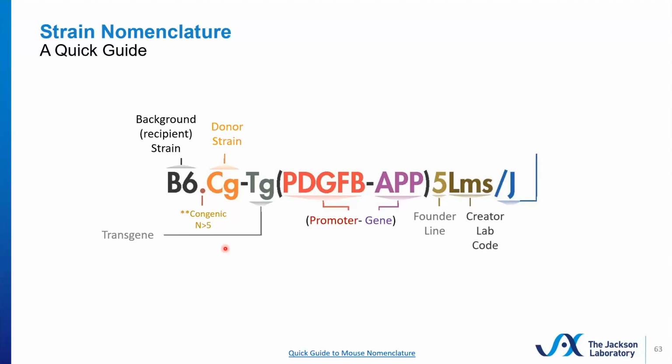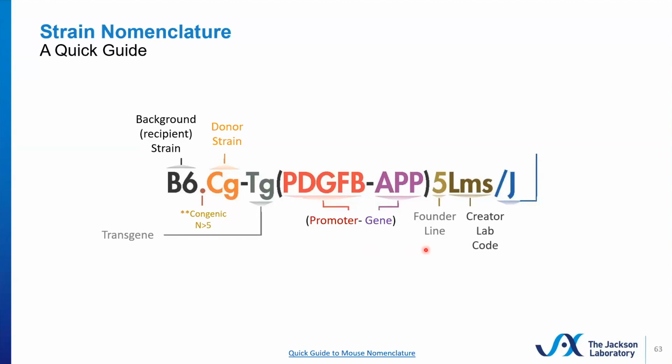Following background is the dash and the letter TG to indicate the mutation is a transgene. Then inside the parentheses indicates the promoter and the gene involved. In this example, the promoter is PDGFB and the gene is APP. After the parentheses, you see the founder line. Now, the founder line is important.